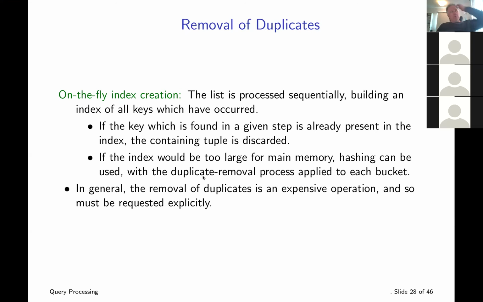By the way, this is the reason why, under bag semantics, you have to say distinct, because it's an operation that costs something. It costs something in terms of memory. In databases, one of the definitions of a database is that a database is not a database unless it can handle intermediate results that are larger than main memory.